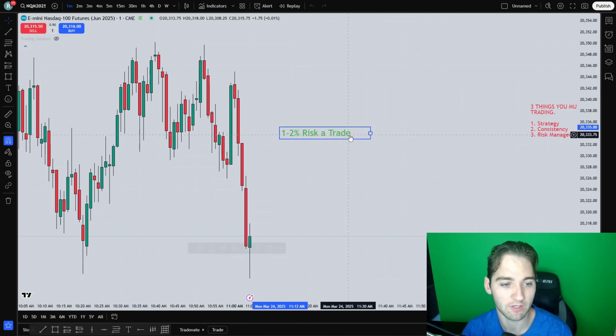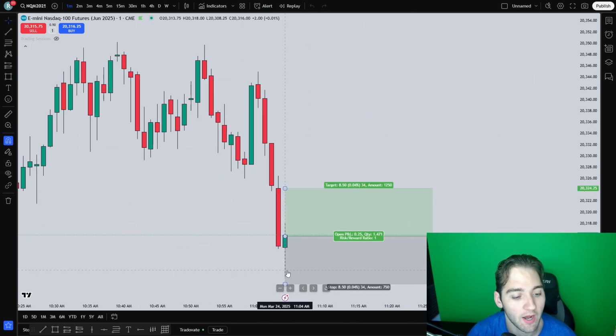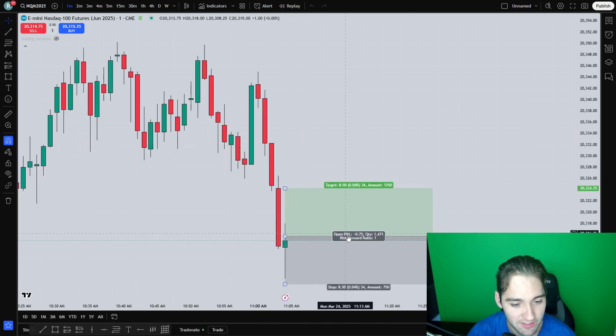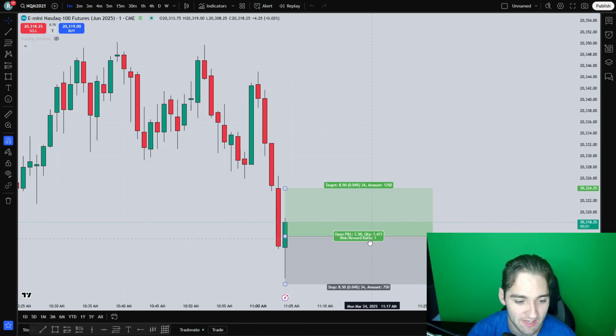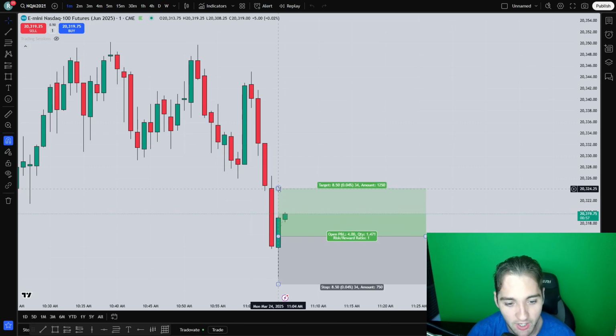But when it comes to risking a trade, you guys want to understand risk reward. Hover over this tool here, and it shows you the risk/reward ratio. It's going to show you a 1. What does that mean? Well, my stops are down here, my take profits are up here. So this is called a 1-to-1 risk-reward ratio.